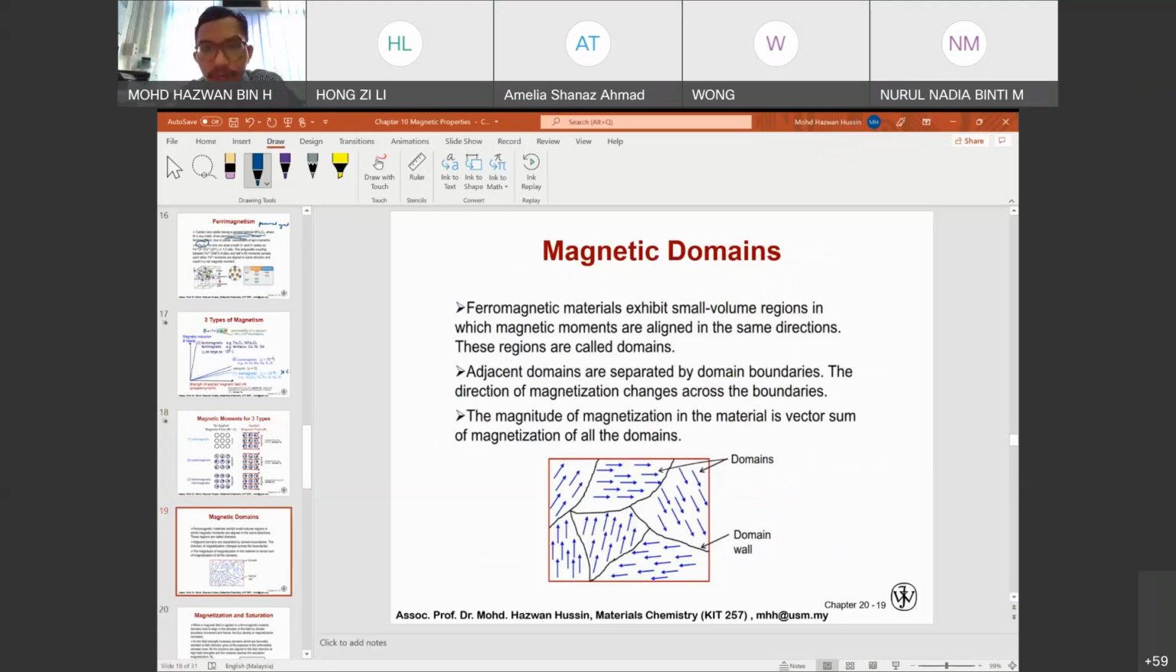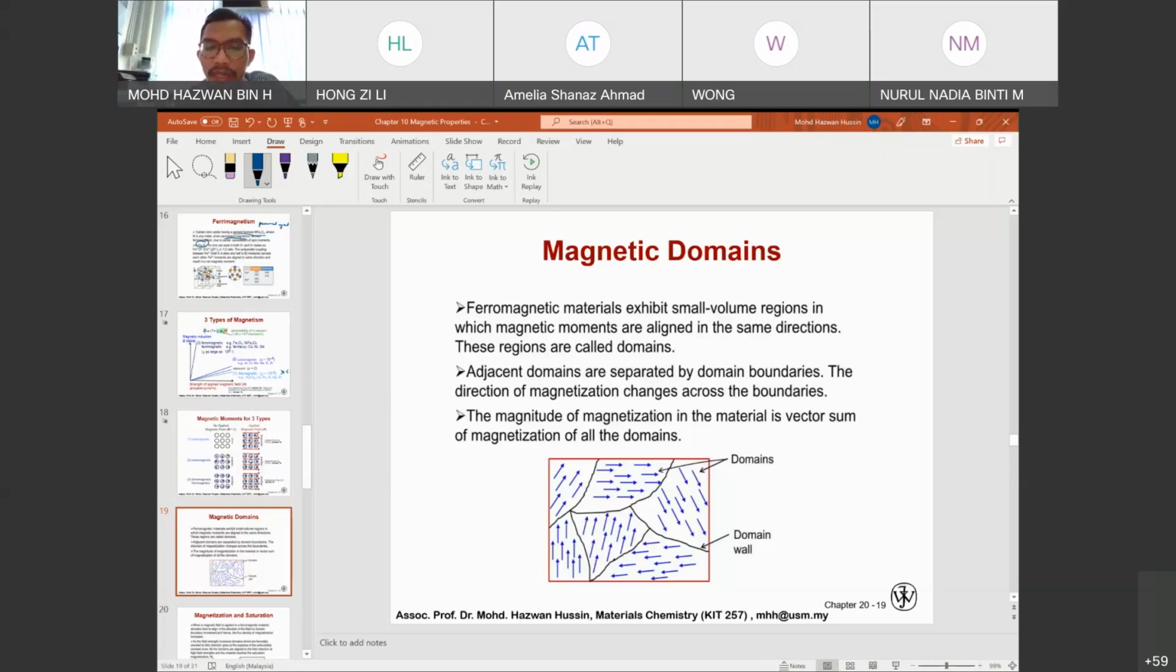Okay, magnetic domains. Domains are the different clusters that show the direction of the moment of magnets. Ferromagnetic materials exhibit small volume regions in which magnetic moments are aligned in the same direction. These regions are called domains. Adjacent domains are separated by domain boundaries. The direction of magnetization changes across the boundaries, and the magnitude of magnetization in the material is the vector sum of the magnetization of all these domains.